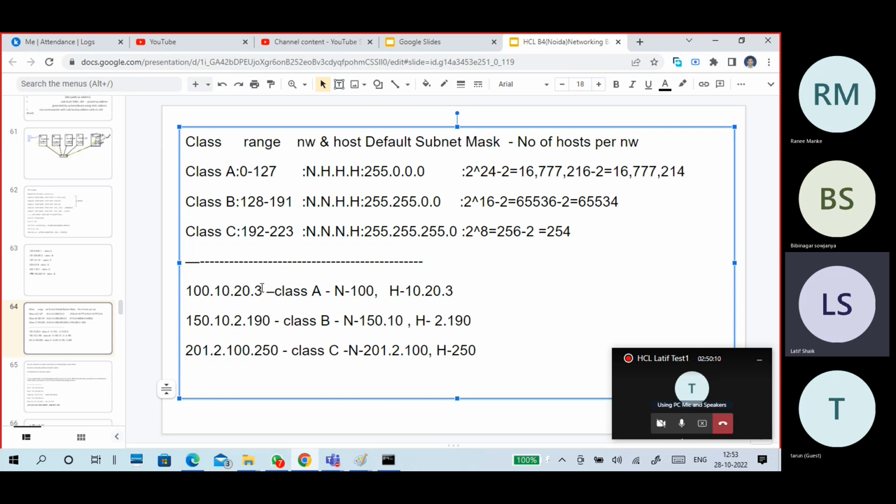See, it is a class A IP address. The network portion is 100 and the host part is the remainder. The host part will change. Why? As I said, apartment numbers are like that: each room, each PC, has a different set of numbers. This is the network portion. Class B, this is the network portion, and the remaining is the host portion. The first two are the network portion. Class C, the first three are the network portion, and the last one is the host portion.